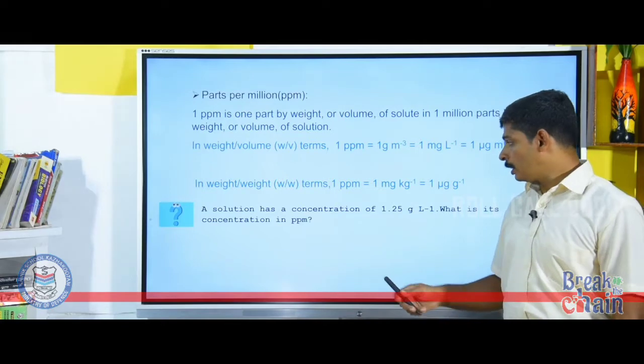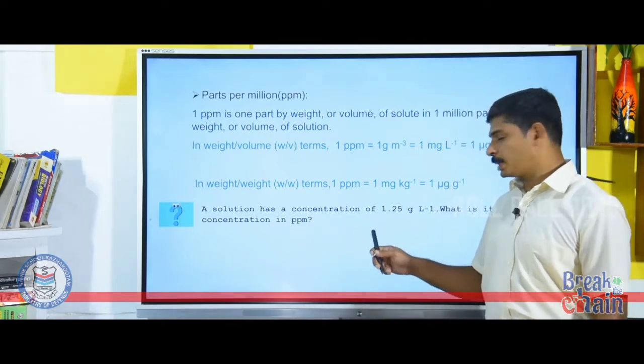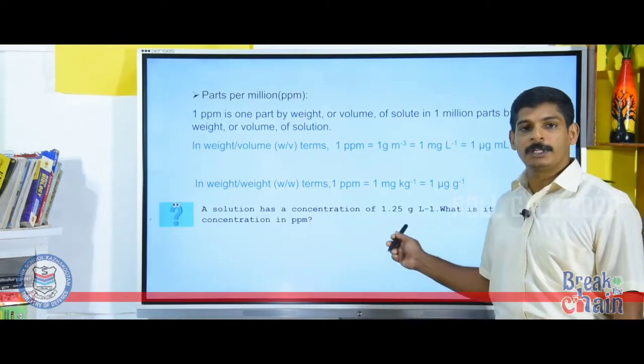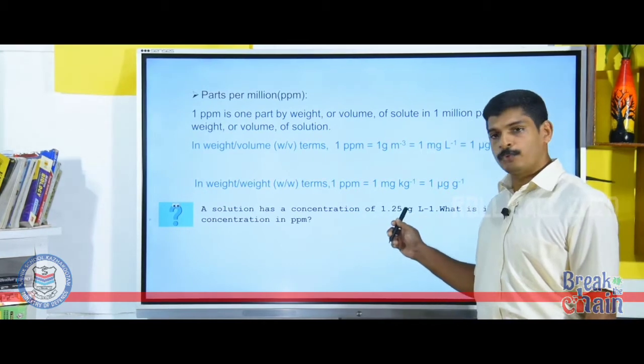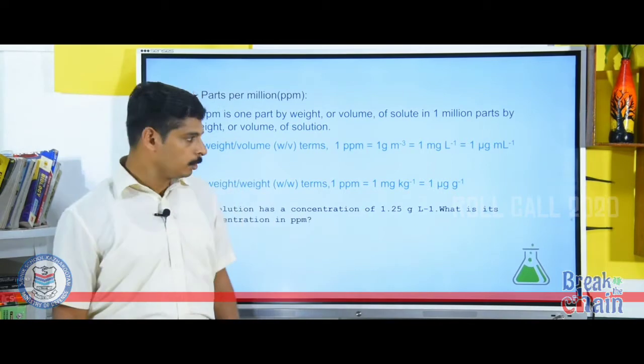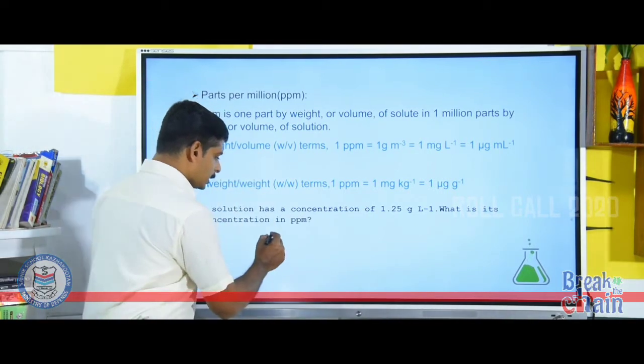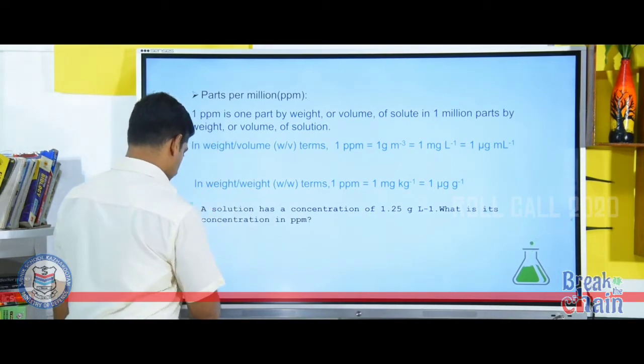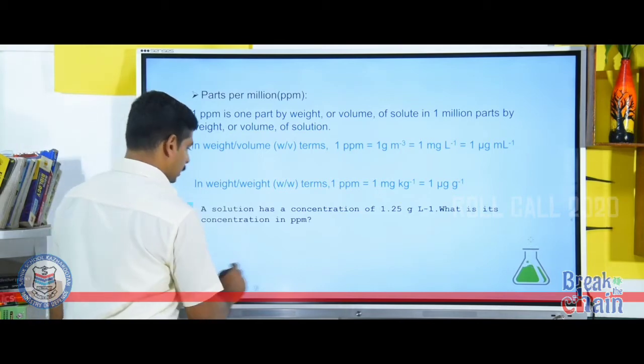What is given? You are given the concentration of the solution in terms of weight per liter, that is 1.25 gram per liter. Now, you know that... So, what is the amount of solute? What is the amount of solute?